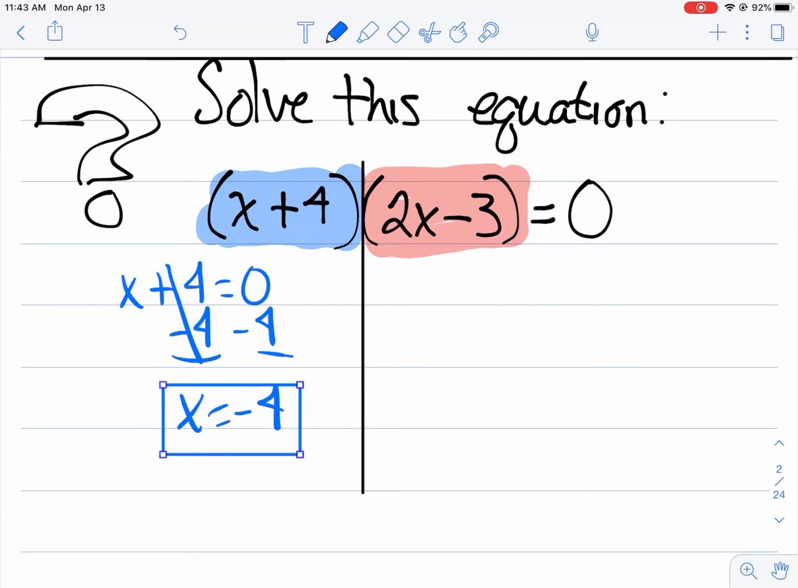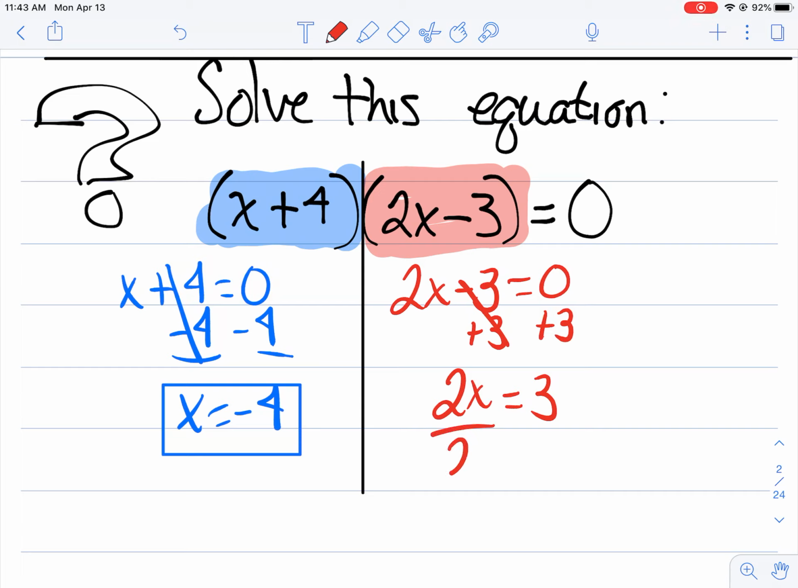Okay. Now over here on the right side, we'll set that group equal to 0. So 2x minus 3 equals 0. Add 3 to each side. And then we still have 2x equals 3. So this is a two-step solve. Cross those out. Final answer, x equals 3/2. Those are the two values for x that make these groups equal to 0. So those are the two values, or the roots of the equation.